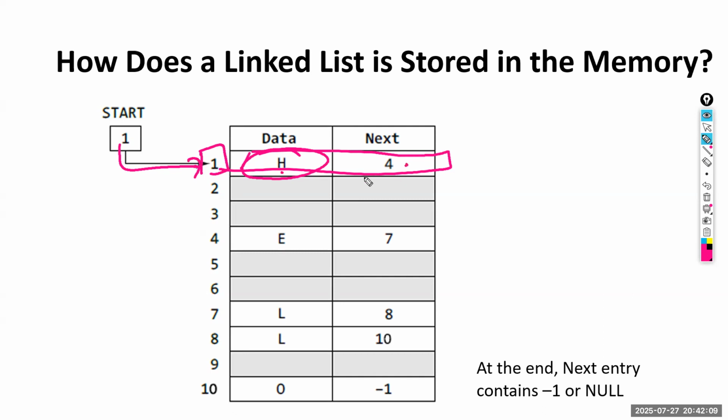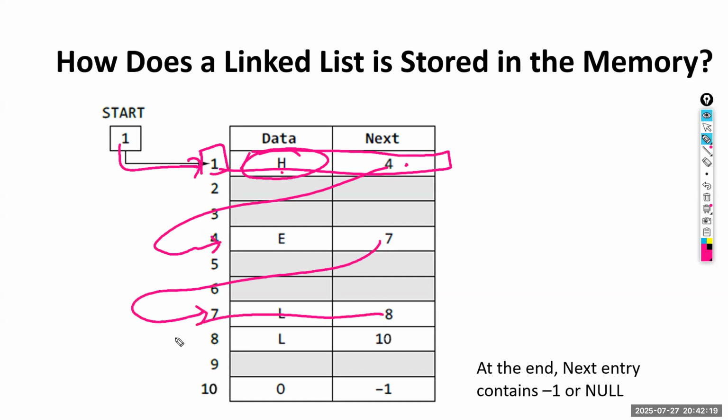Therefore, my next node is this one. It has a value e and it's linked to 7. So this is my next node. This is my next node. And this is my next node. It has o and it says -1. There's no memory location called -1. That means this is your last node. It's something like null, but this is how you implement it.